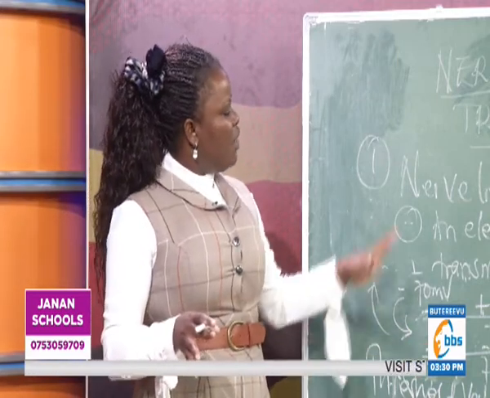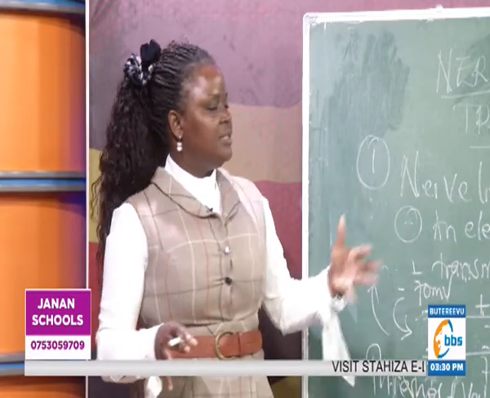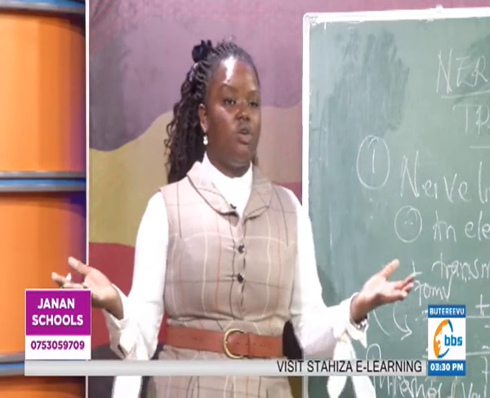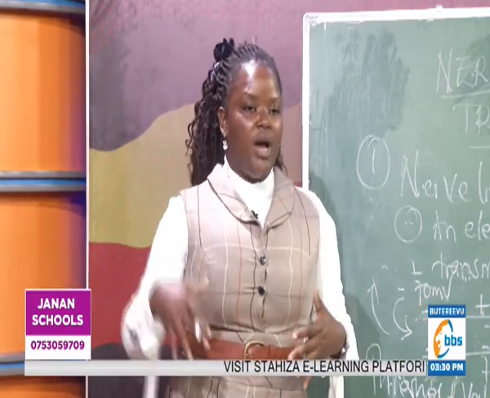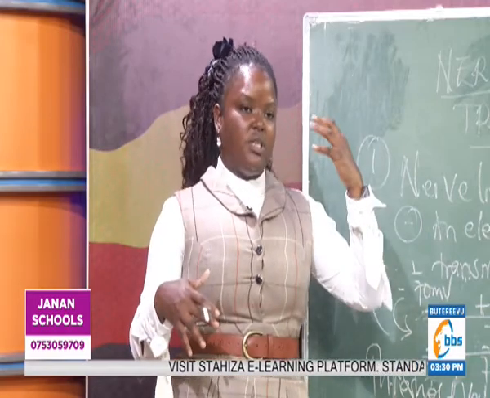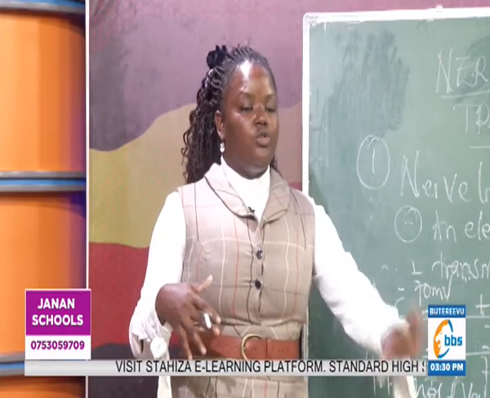Now, let us look at how an impulse is transmitted. How is an impulse transmitted across a neuron from one part of the body towards your central nervous system and then back for you to remove your hand?